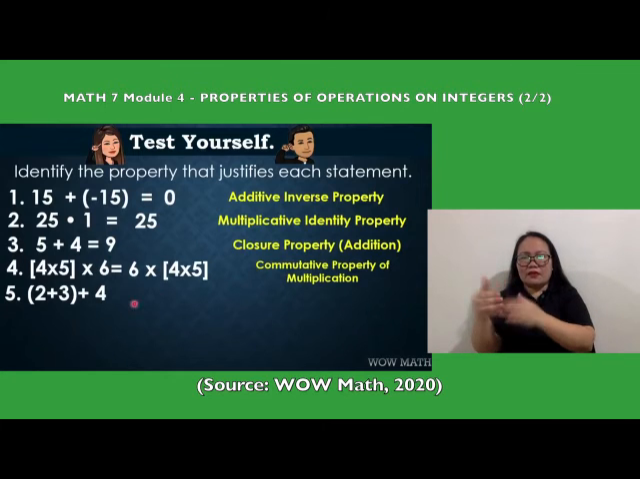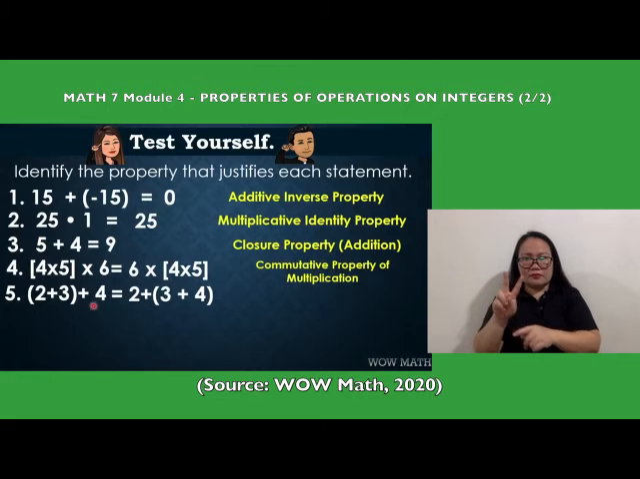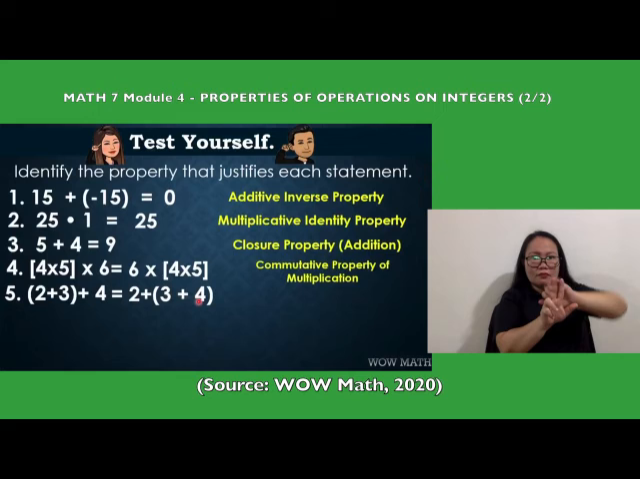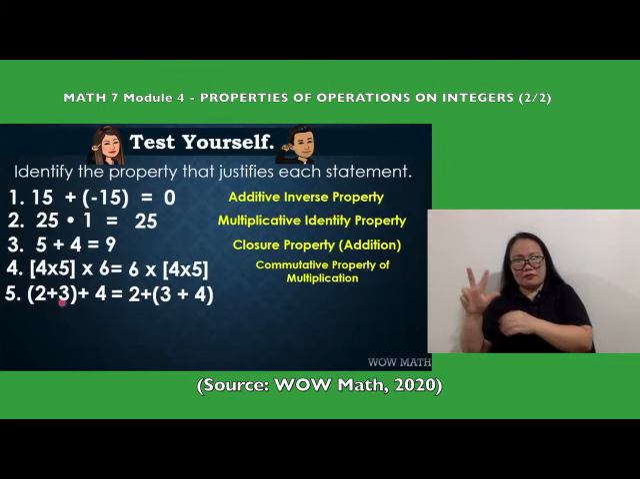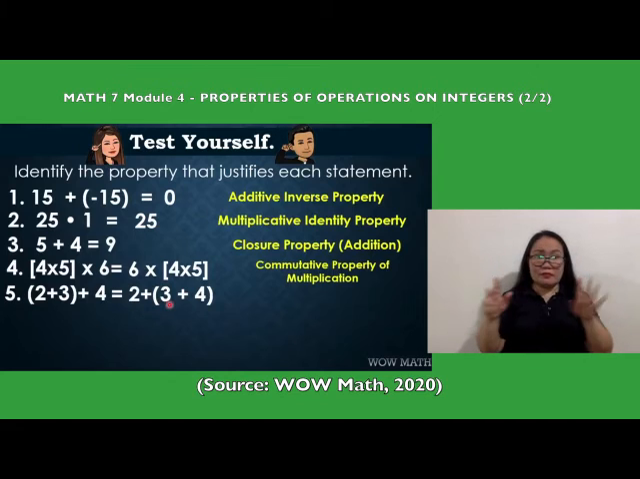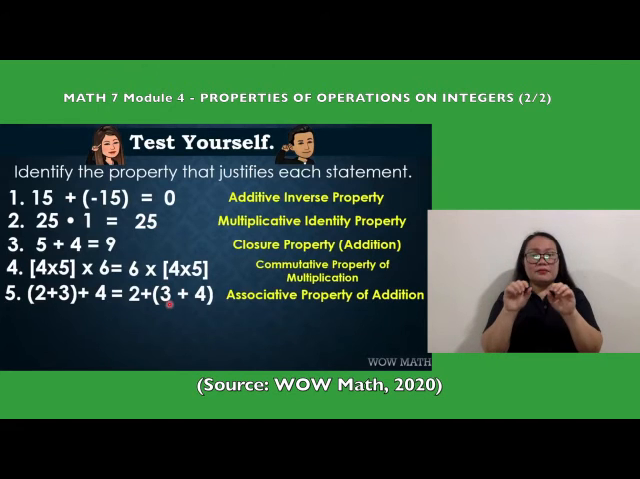Okay? And the next, we have the quantity of 2 plus 3 plus 4. On the right side, naging 2 plus the quantity of 3 plus 4. So, ano kaya ito? Dito, ang magkasama sa group ay 2 plus 3. Dito naman 3 plus 4. So, obviously, this is associative property of addition.